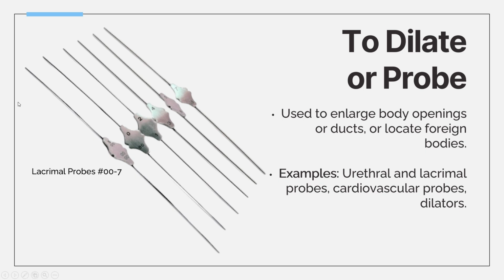When used properly, dilators reduce the risk of excessive force, which could otherwise cause tears, tissue damage, or scarring. So for this reason, dilators usually come in sets, right? So that the surgeons can decide and gauge based on the size of the opening which one can fit through without causing tears. And as an example, we have lacrimal probes here, which are used in eye surgeries.